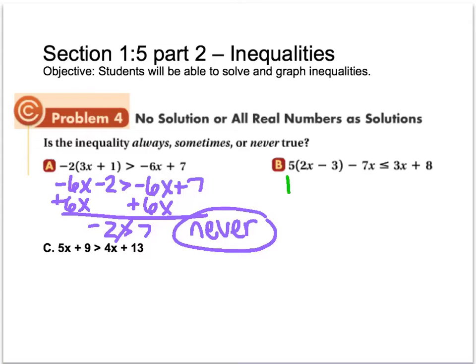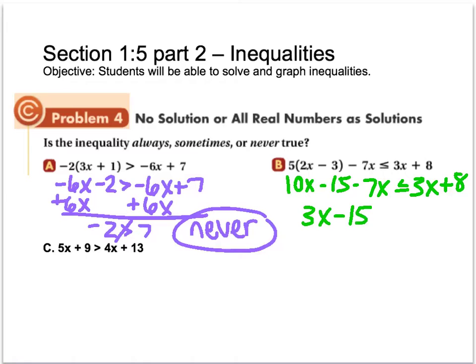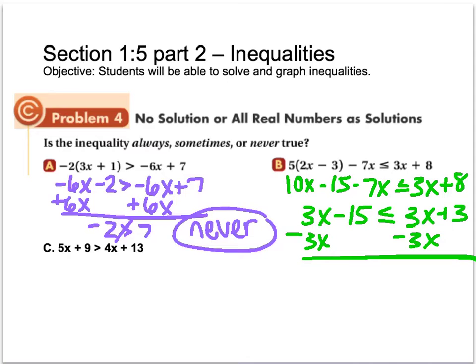Problem B, distribute your 5. Once you combine your like terms, you can see that you've got 3x on both sides of the inequality. So you can subtract that. -15 is less than or equal to 8.